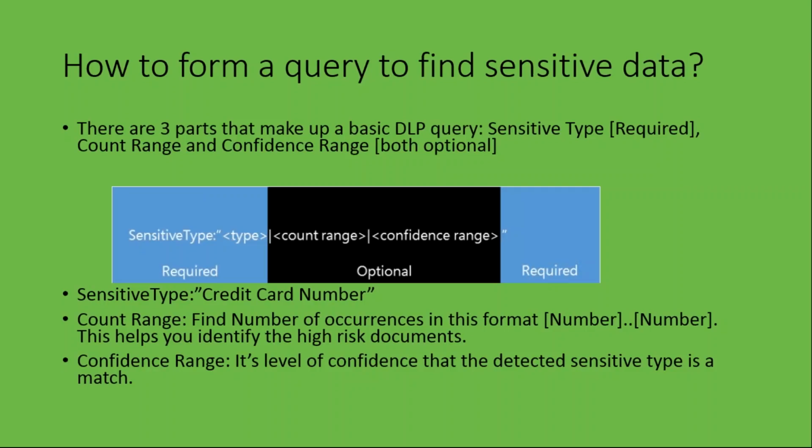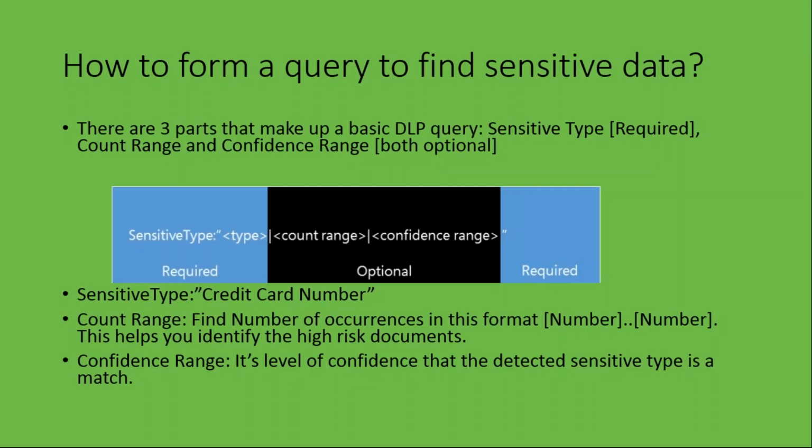One is sensitive type colon, beginning quote, and then we actually write the name of that sensitive type as we saw earlier in the TechNet article, and then we close it with the double quote. These are the required parts. But as I just said, we can specify some range of the numbers in the query. Now, what are those number ranges?